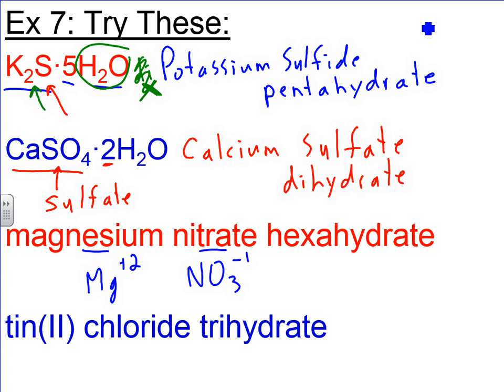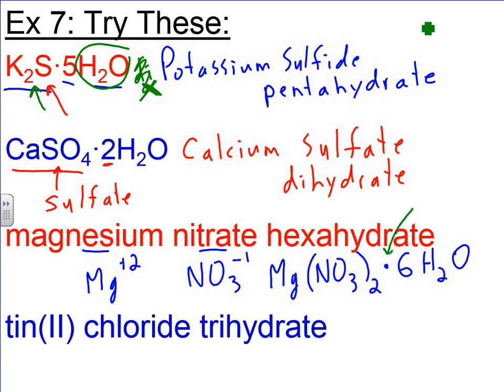So we'll write magnesium, parentheses. Remember, you need parentheses if you have more than one polyatomic ion. And then hexahydrate: put a little dot, put a 6 for hexa, and then H2O. Now that dot is a strange way of saying that the water is bonded to the magnesium nitrate, but not very strongly. In fact, if you heat this compound up, the water will be released, and that's the idea.